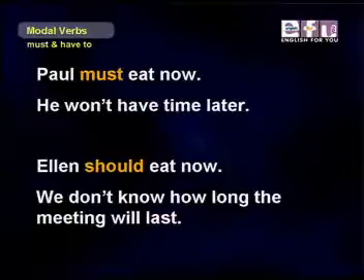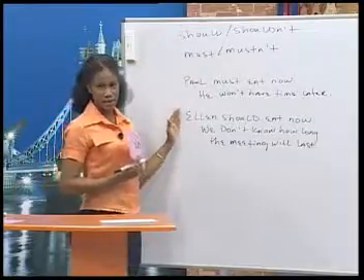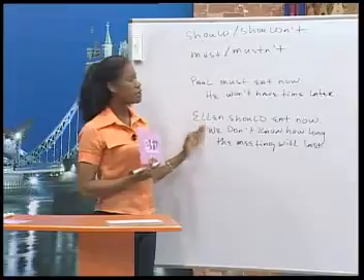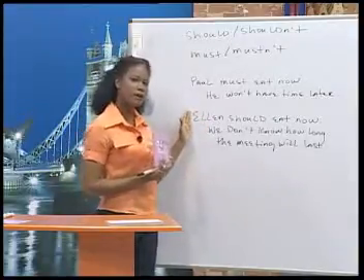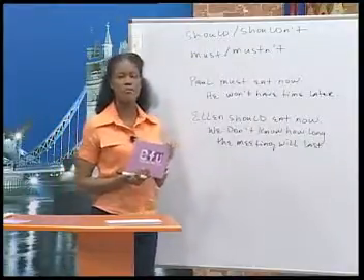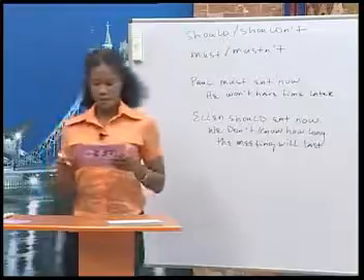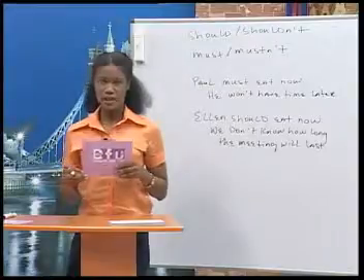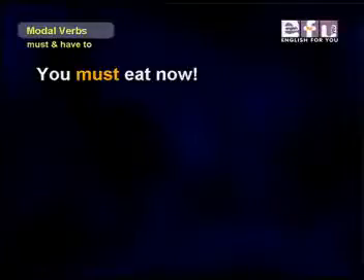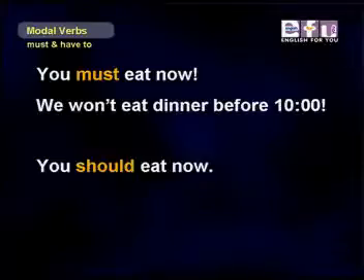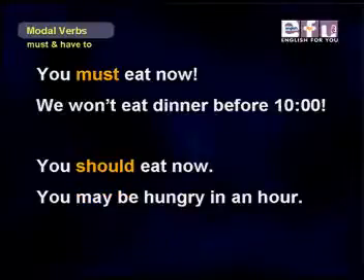Okay, so I hope that's clear. Ellen should eat now because we don't know how long the meeting will last. So it's Ellen's choice to eat now or not to eat now, but it's a good idea because we don't know how long the meeting will last. Okay, here are some more examples. Take a look. You must eat now. We won't eat dinner before 10 o'clock. But you should eat now. You may be hungry in an hour.